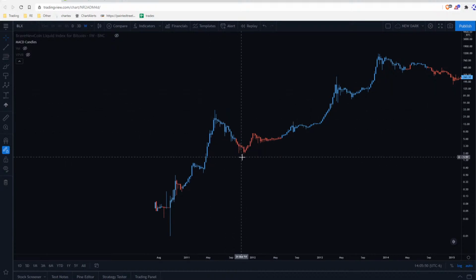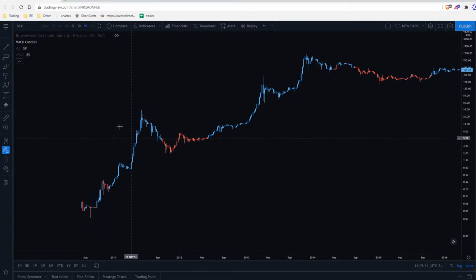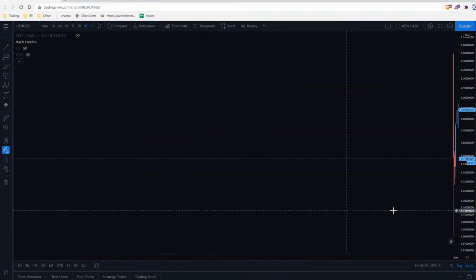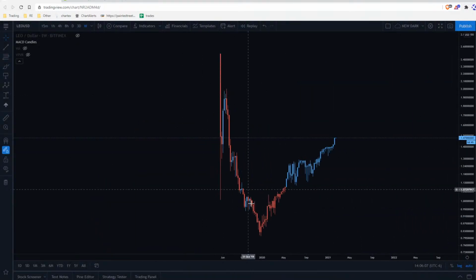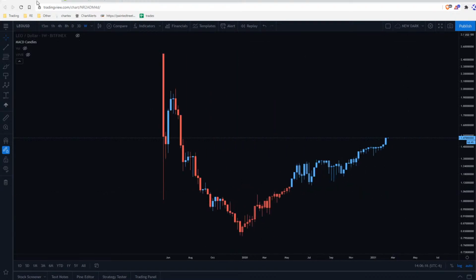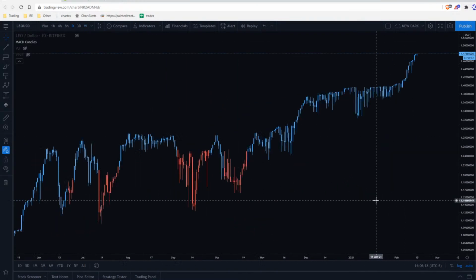And not quite as drastic, but you see there wasn't really any basing pattern. It just started going straight up. So from that first correction, we just started going straight up and kind of accumulating through here versus accumulating at the bottom. Weekly doesn't give us a whole lot of information there.